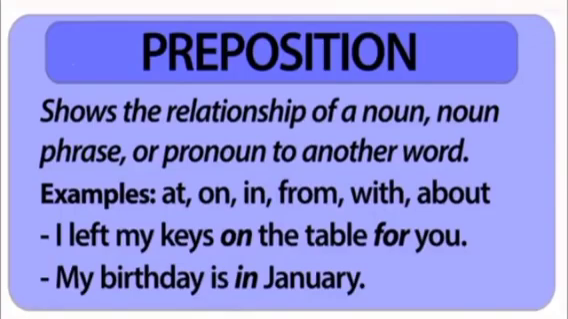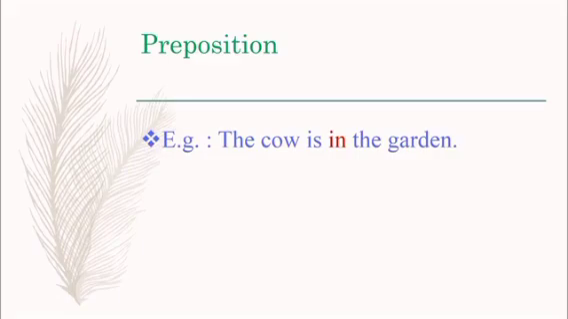A preposition shows the relationship of a noun, noun phrase, or pronoun to another word. Examples: at, on, in, from, with, about. Example sentences: I left my keys on the table for you. My birthday is in January. For example, the cow is in the garden. Here, the preposition in shows the relation of the noun cow with the garden.